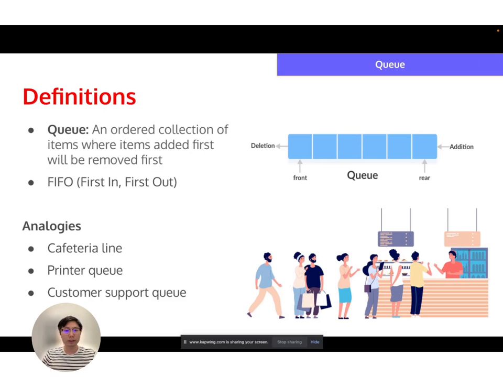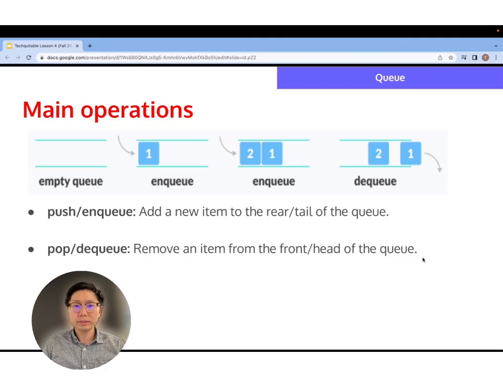First, let's learn about the definition of a queue. A queue is an ordered collection of items where items added first will be removed first. This property is known as FIFO, which is an abbreviation for first in, first out. To bring up real-world examples, cafeteria lines can be represented as queues. The person who lined up first will be the first one to be served. As other examples, a printer queue or a customer support queue can also be represented with the queue data structure.